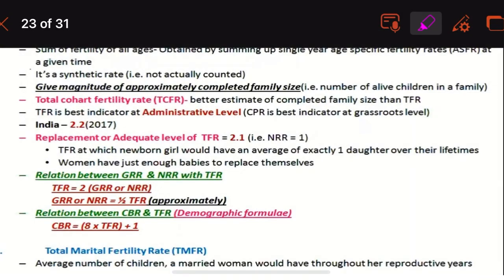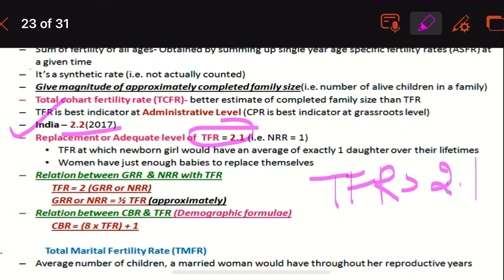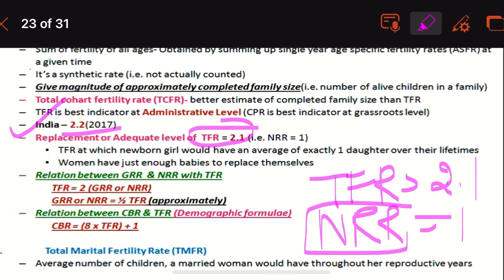In India, the total fertility rate according to 2017 was 2.2. We have dealt with this total fertility rate in the previous videos as well, so it's like a quick revision for us. So we see that in India, the total fertility rate is 2.2 in 2017. For the replacement or adequate level, the total fertility rate is 2.1 and the net reproductive rate is 1. To achieve a net reproductive rate of 1, we want the couple protection rate to be more than 60%. This is what we had studied.